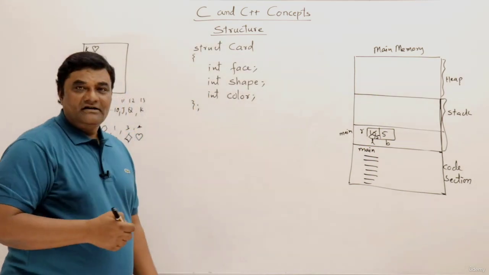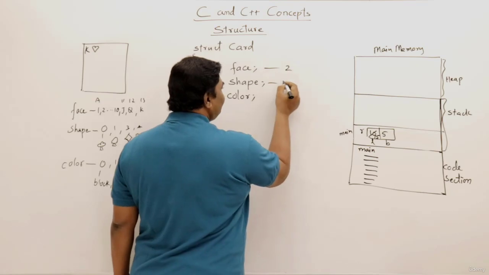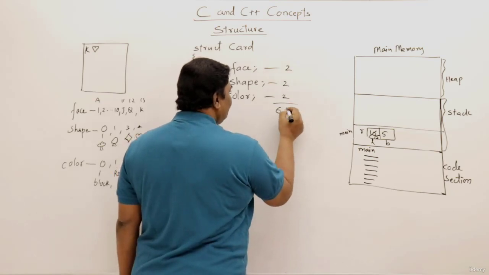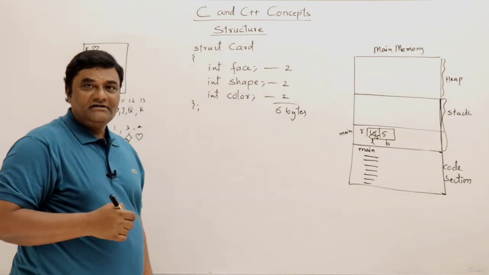This is how we can define a playing card. So this is the definition. Now how much space is it taking? Suppose if I say integer is taking 2 bytes, so total 6 bytes of memory it is taking. This is just a definition of a card.